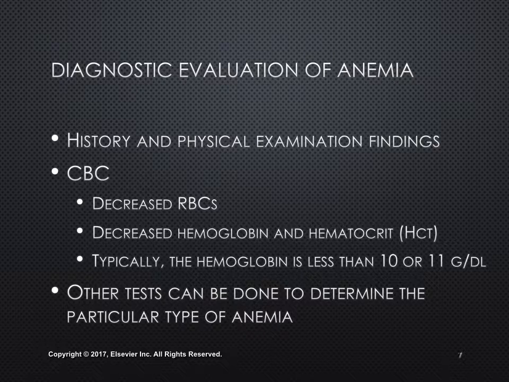We see decreased hemoglobin, and we see decreased hematocrit. Remember, hematocrit is a percentage. It's looking at the percentage of red blood cells compared to the total percentage of blood volume. And so when we see the hematocrit decreasing, we see that the percentage of red blood cells is also decreased compared to the total blood volume. Typically, the hemoglobin is less than 10 or 11 in children with anemia. When we look at hematocrits, we're looking at hematocrits that are less than 30.